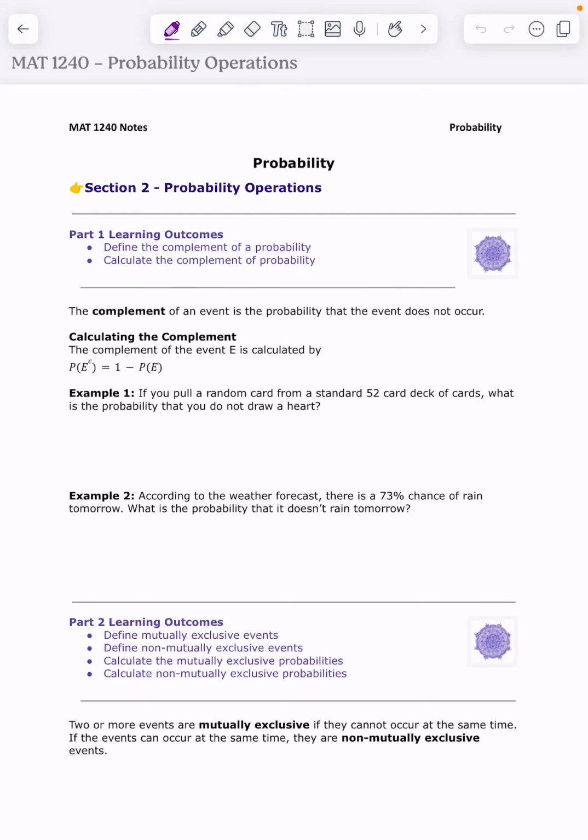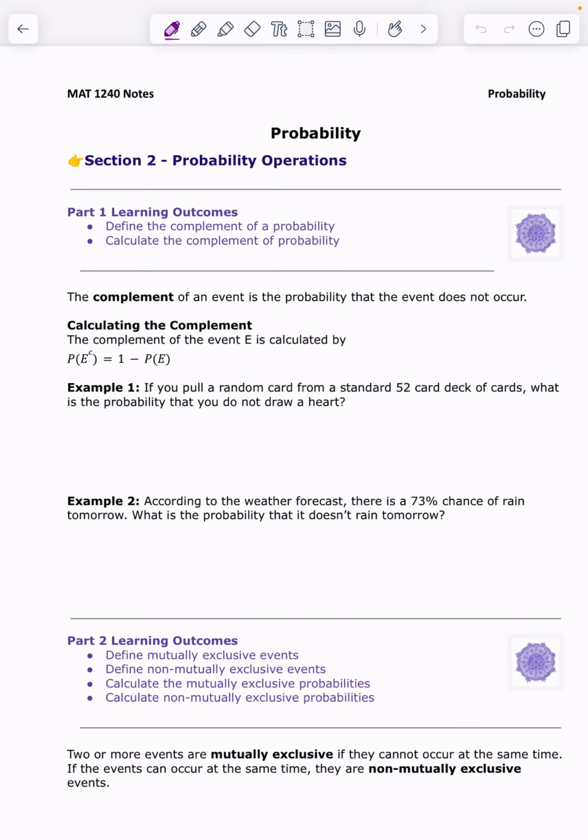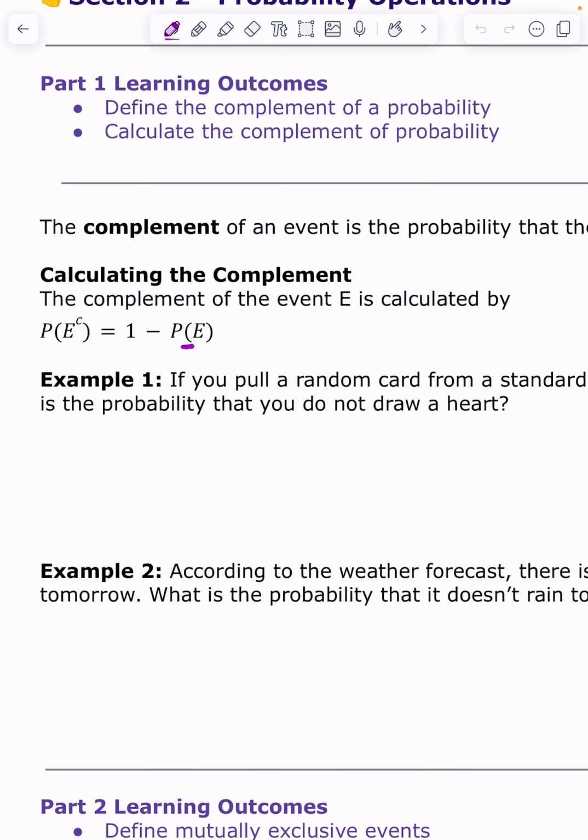Question 2 on probability. This is probability operations. The complement of an event is the probability that the event does not occur. So the way we find that is we subtract the probability that it does from 1. And you might see this probability of E with an exponent C. That just means probability of E complement. And this is how you would get it.